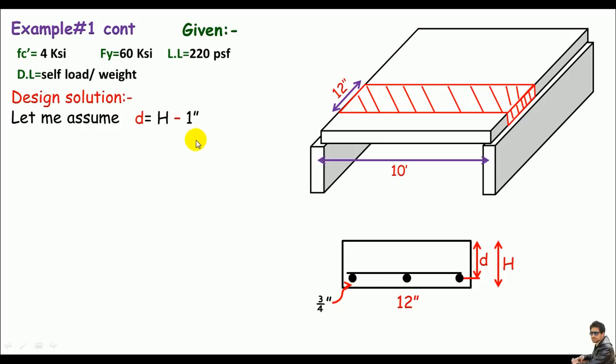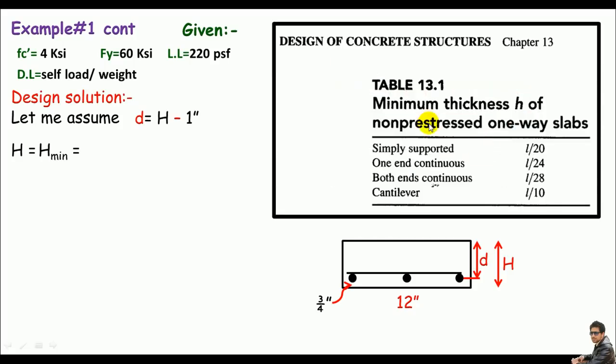So by this time, 1 inch is of course a good assumption for me. So the effective depth will be just the total height minus 1 inch, right? But the total height is also unknown. What should I do now? Remember, for total height, the minimum height of the slab may be just taken from the same table.